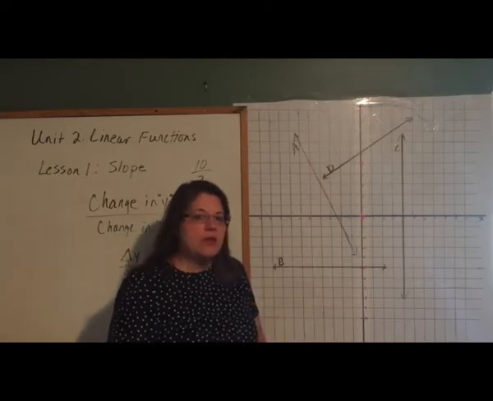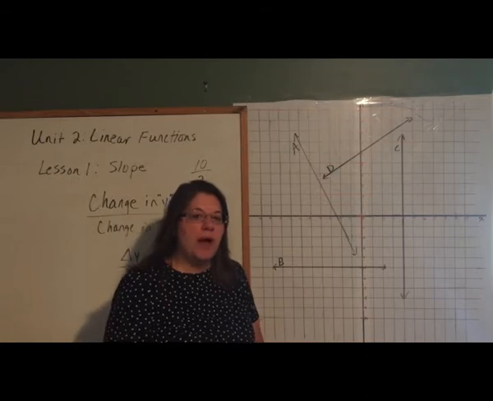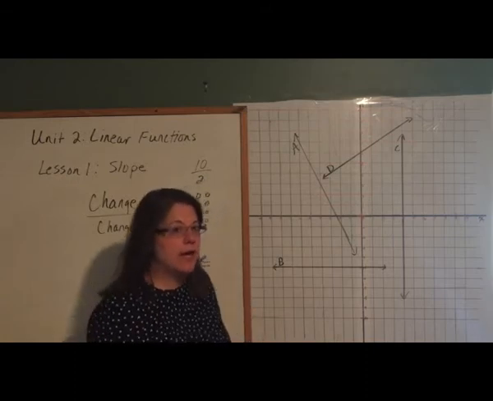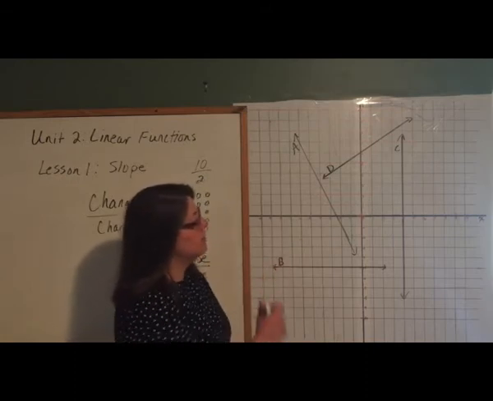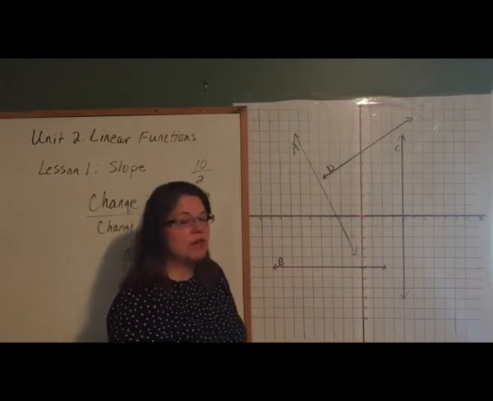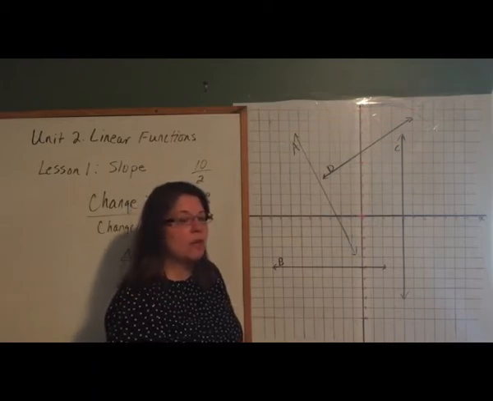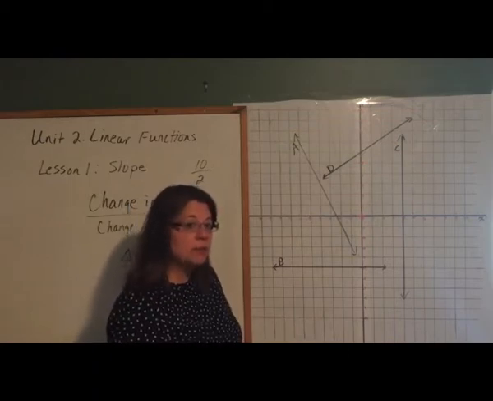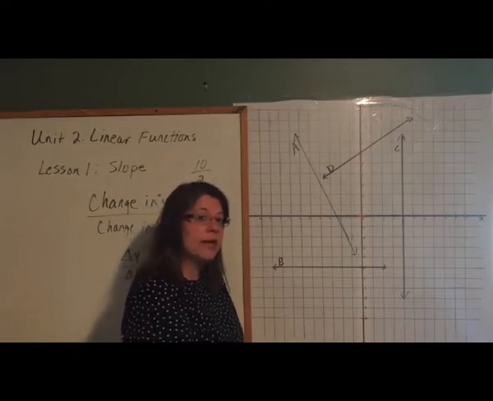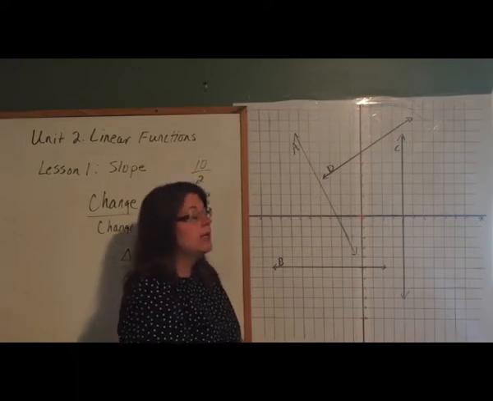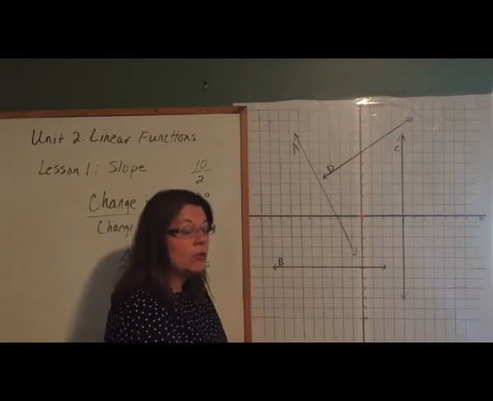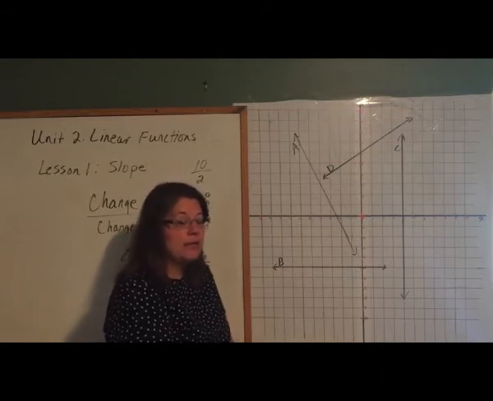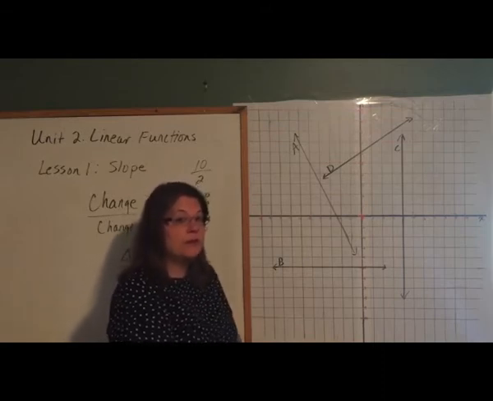Sometimes they may ask you to identify which slopes are positive, negative, 0, and undefined. So I have an example of that here. You need to understand that if the graph is going up toward the right, it's a positive slope. If it's going up toward the left, it's a negative slope. If it's a vertical line, the slope will be undefined or no slope. And if it's a horizontal line, the slope will be 0.